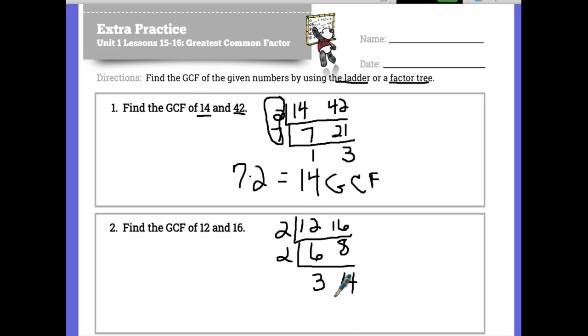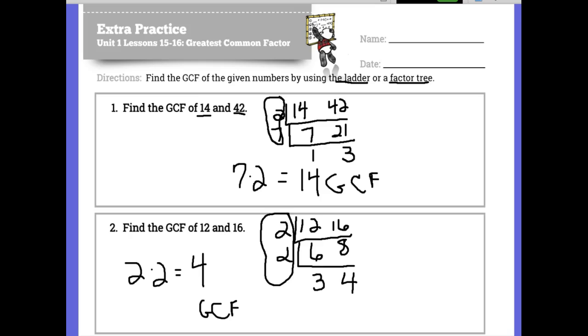And I'm looking at 3 and 4, and there is no other prime number that can go in. So I'm going to circle my prime numbers on the left. I'm going to multiply 2 times 2, and that equals 4. So my greatest common factor is 4. Okay, good job. And I have no doubt you all got that one correct.